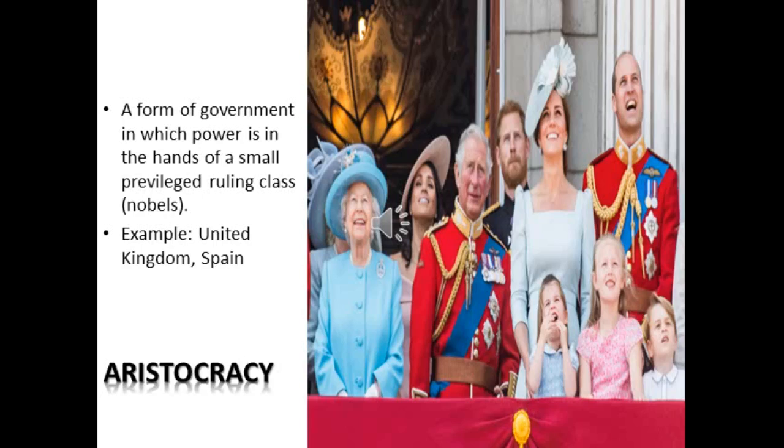So aristocracy means a form of government in which power is in the hands of a small privileged ruling class. That means with the nobles. Examples are in United Kingdom and in Spain. This picture shows the royal family of United Kingdom.